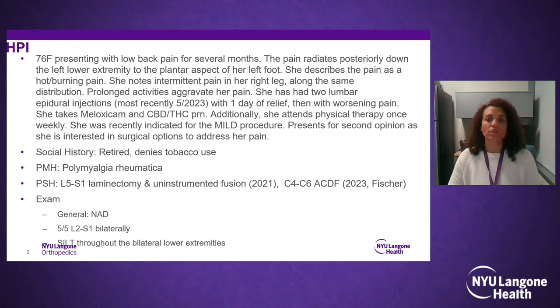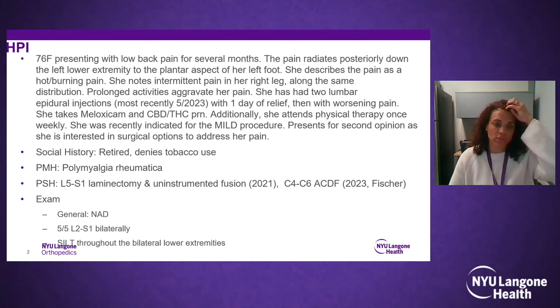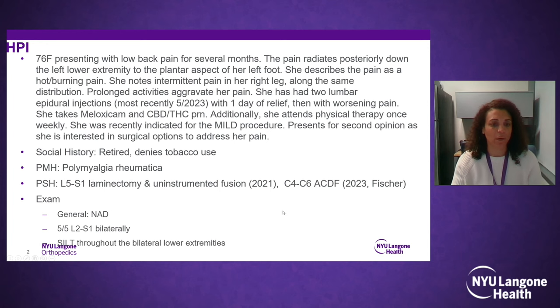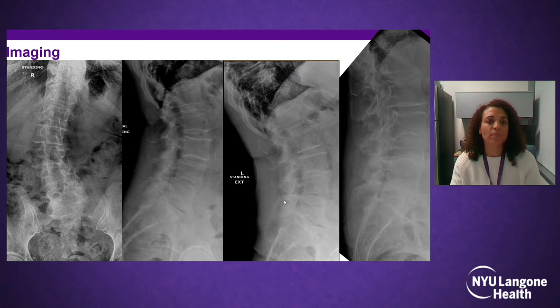So I had a 76-year-old female patient. I had previously done her two-level ACDF, and a few years prior, she had undergone an L5-S1 laminectomy and uninstrumented fusion, but she was starting to get severe left leg pain with burning into her left foot. She had an injection with one day of relief, but it was really debilitating. She had gone locally and gotten a recommendation from a pain management doctor who recommended the MILD procedure. And so she came to see me. From my opinion, she was happy with her ACDF outcome. She was neuro intact. So here are her x-rays.